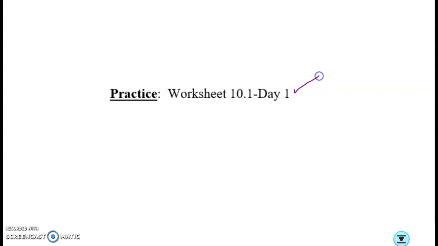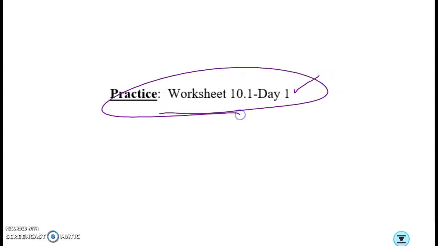Okay, I got this in under 15 minutes. So you are going to work on your practice worksheet for 10-1, day 1. And you will have a quiz on sections 10-1 and 10-2. 10-2 has to do with parabolas, later on coming up in the upcoming days. And then we will continue with the rest of our conics.